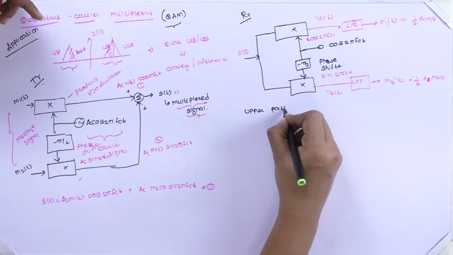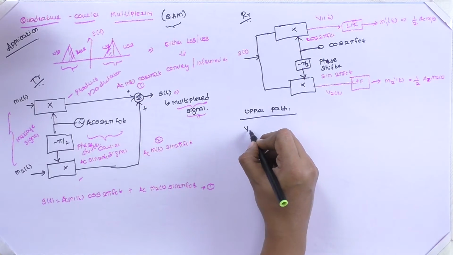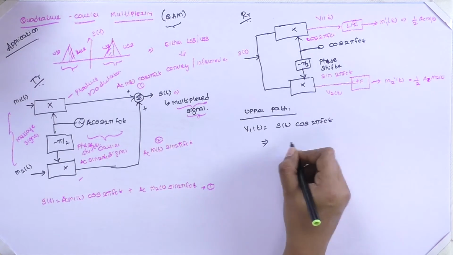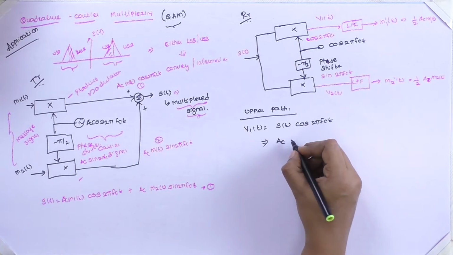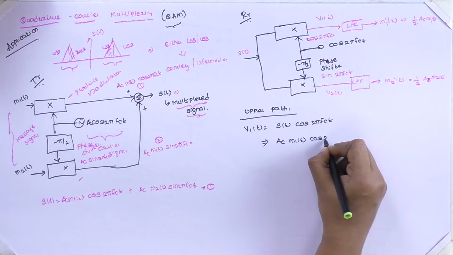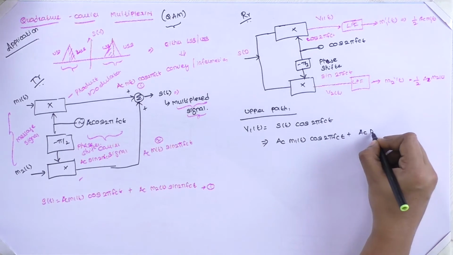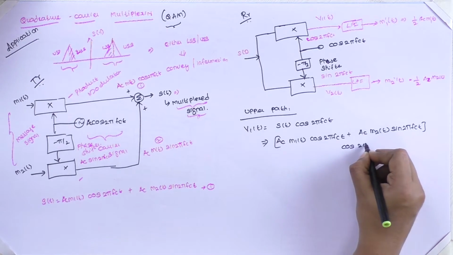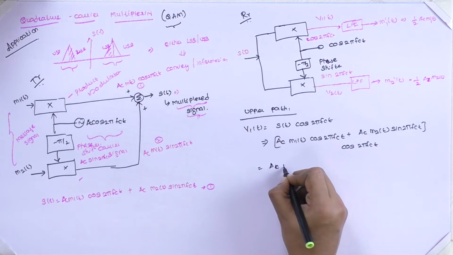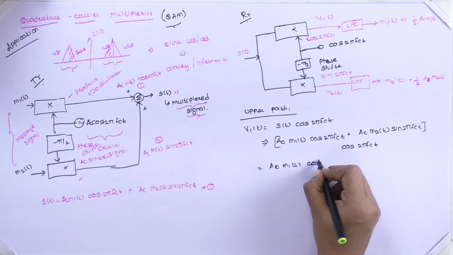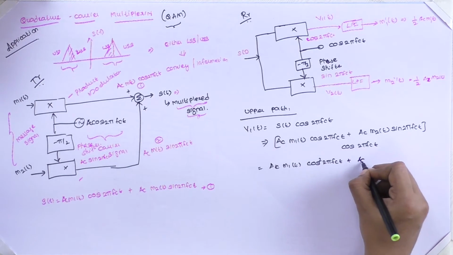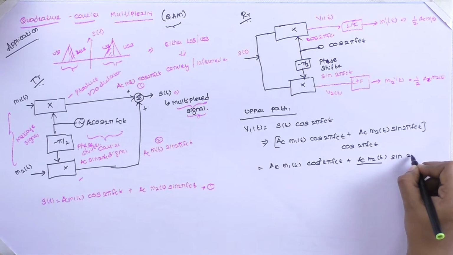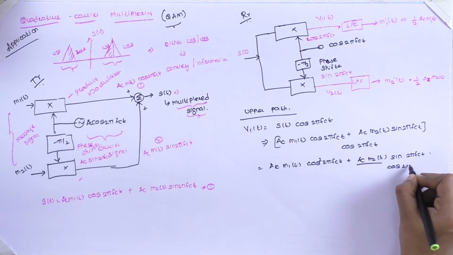For reference, we'll just calculate for the upper path, and it will be similar for the lower path as well. Therefore, V1 of t is equal to S of t into cos 2 pi fct. We know S of t is AC m1 of t cos of 2 pi fct, from equation number 1, plus AC m2 of t sin of 2 pi fct, which is multiplied with cos of 2 pi fct. Therefore, AC m1 of t cos square 2 pi fct plus AC m2 of t sin 2 pi fct into cos 2 pi fct.